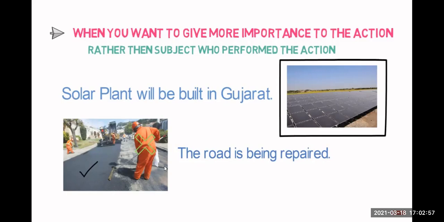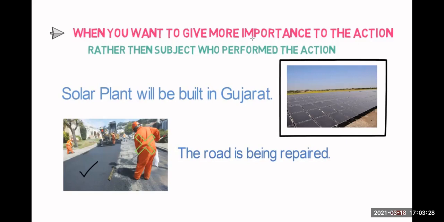And here we have the second sentence, the road is being repaired. As you can see, we don't care, we don't give importance to the person or to the people who are repairing the road. We are giving importance, we are focusing our attention on the action, okay? Now, I want you to tell me what is the tense in the first sentence here.